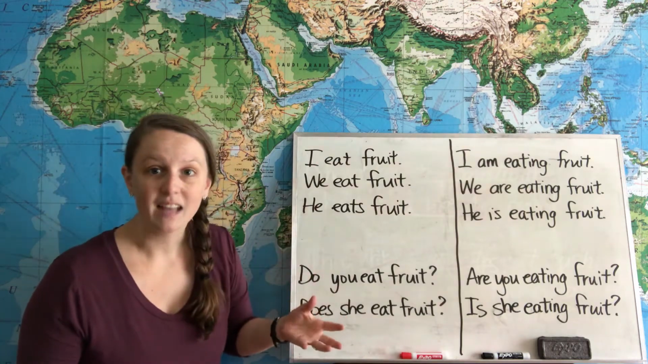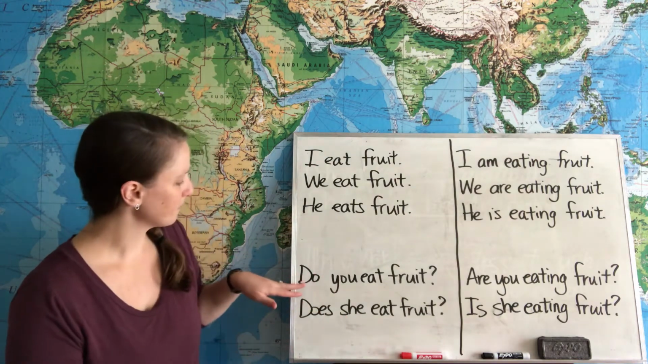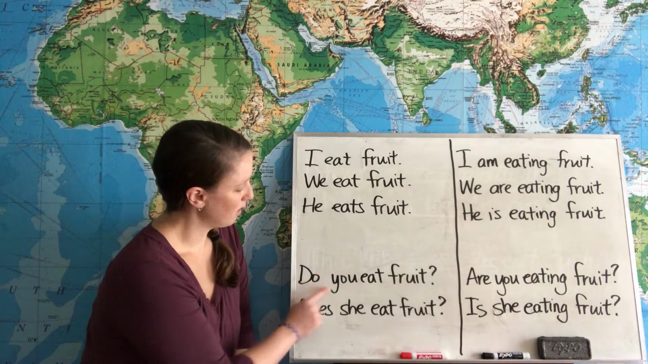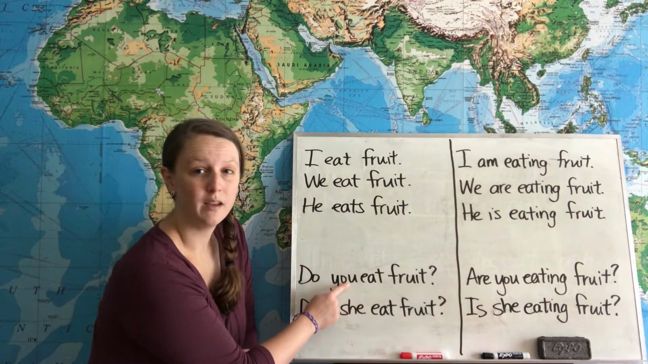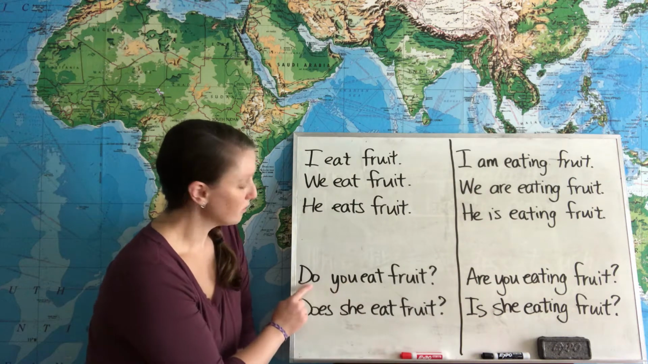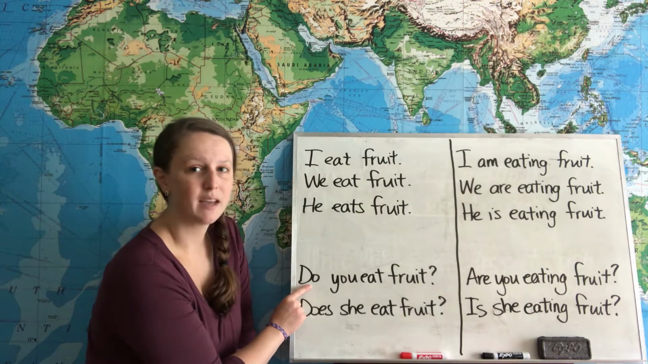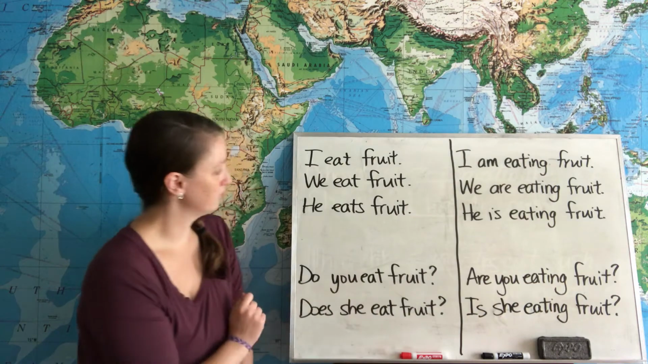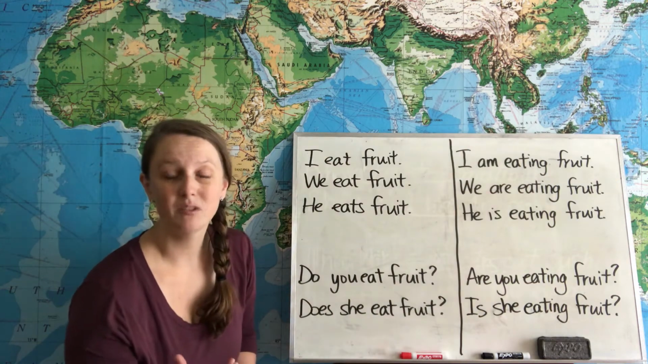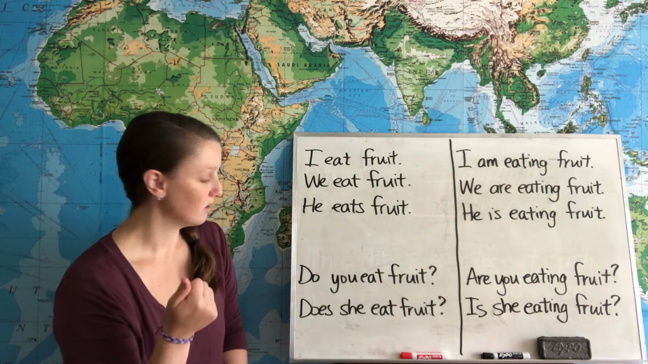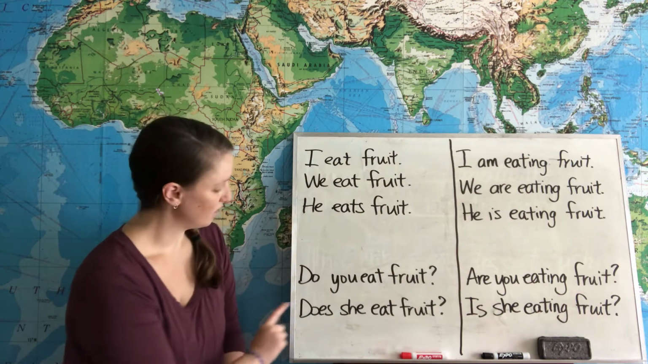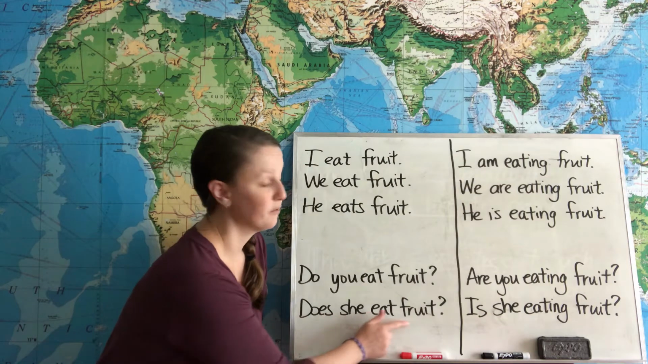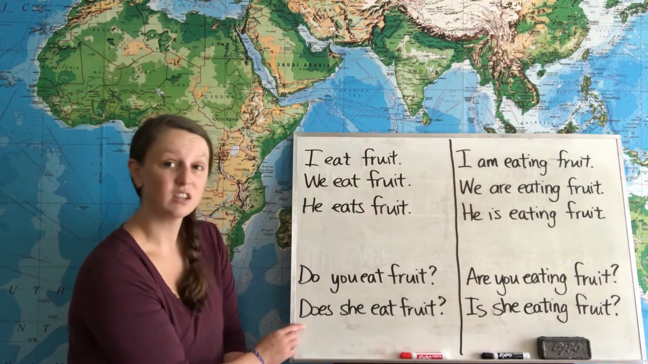Now let's look at our questions. Do you eat fruit? For the subjects you, we, and they, we'll use the helping verb do to make a simple present question. Do you eat fruit? And for the subjects he, she, and it, we'll use the helping verb does. Does she eat fruit? These are our simple present questions.